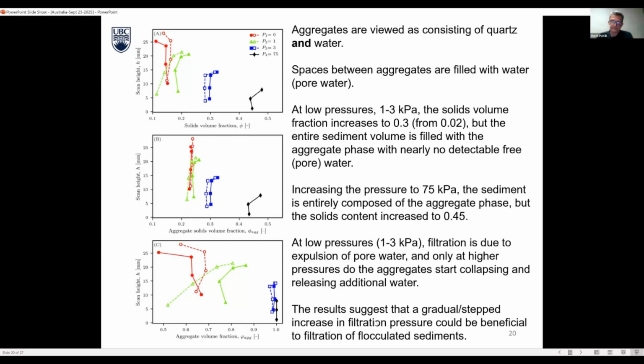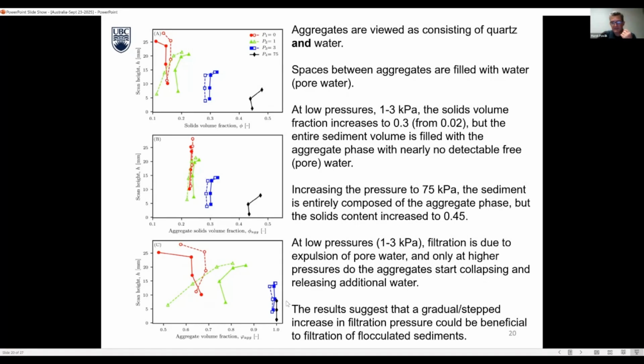We applied pressure until we couldn't really get anything out of a sample. When this is done at low pressures, you can see that most of the changes really take place at lower pressures. We have three graphs here, one showing solids volume fraction in the sediment, so that's what we typically call the solids content. Then we have aggregate solids volume fraction, the concentration of solids inside the aggregates. And then aggregate volume fraction, meaning how much of the space is actually occupied by flocs, right?